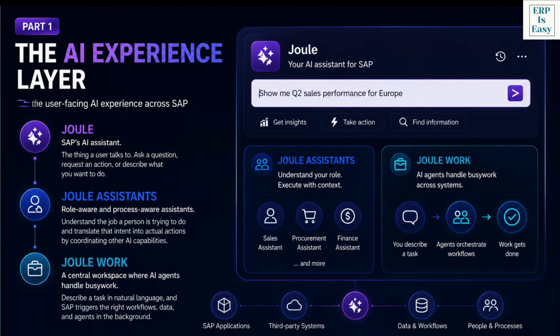Another term you will hear is Joule work. Think of Joule work as a new way of working with SAP. Instead of jumping between screens, reports, and transactions, you describe what you want in natural language. Behind the scenes, Joule can pull together data, workflows, assistants, and agents to help complete the task. The goal is simple: less clicking, less searching, and more getting things done.